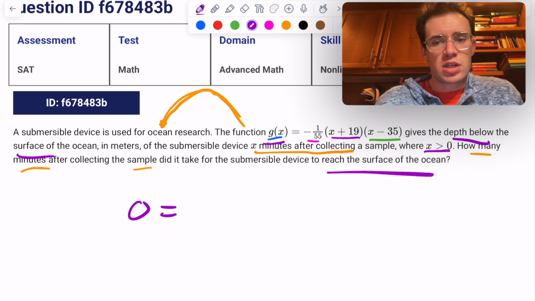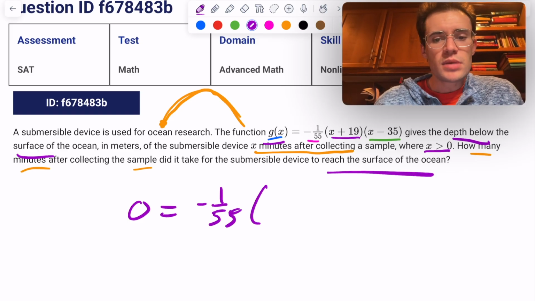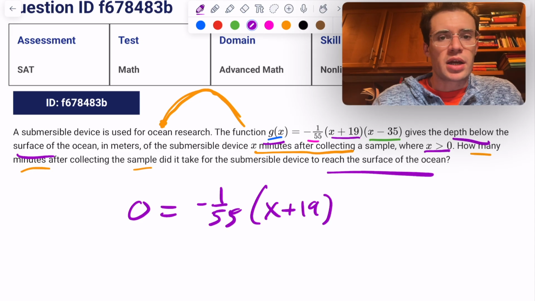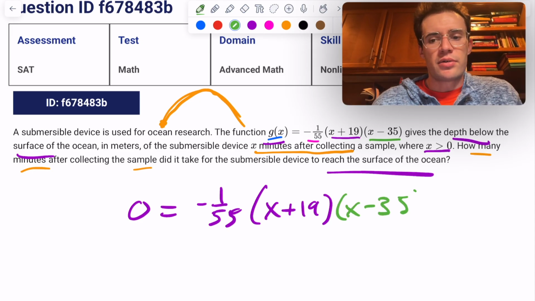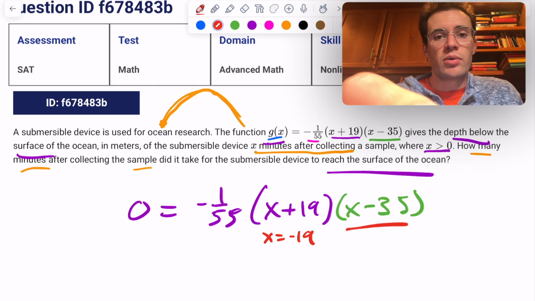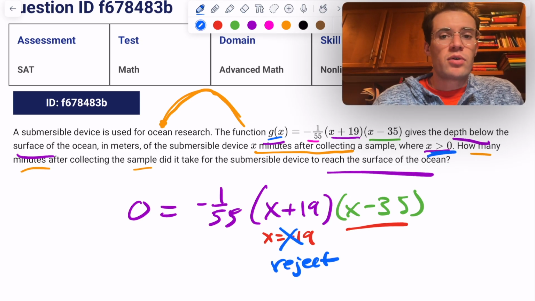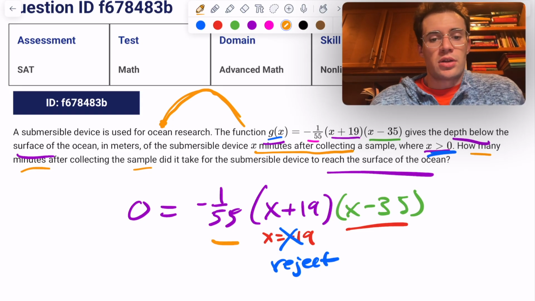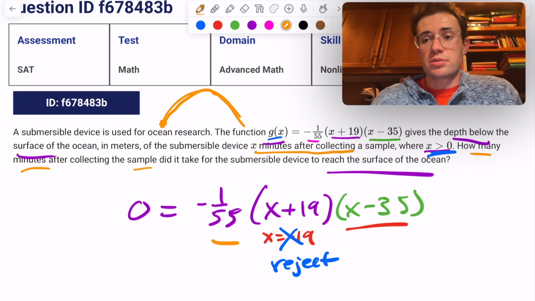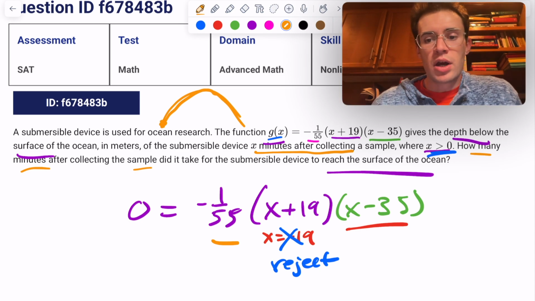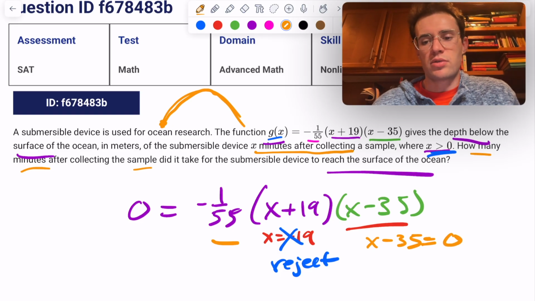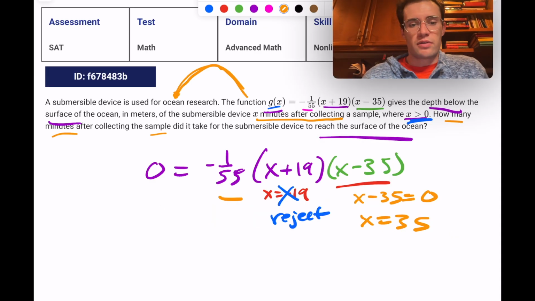So we'd set 0 equal to negative 1 over 55 times the quantity x plus 19 times the quantity x minus 35. Now, of these terms, the only one that's going to matter is this x minus 35, because x plus 19 is equal to 0 when x equals negative 19. We have to reject that one because x can't be less than 0. And then negative 1 over 55 is never equal to 0. When you multiply numbers and get a product of 0, one of the factors has to be 0, and the only factor that could be equal to 0 for this problem is x minus 35. So x minus 35 equals 0 when x equals 35. So that's 35 minutes after.